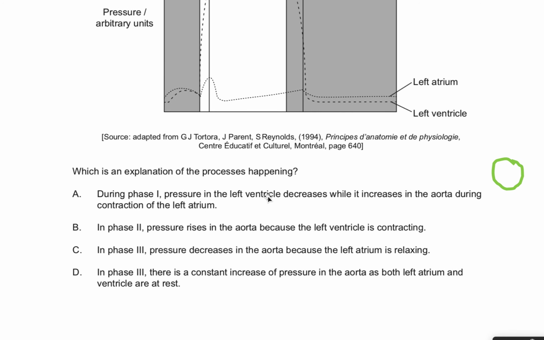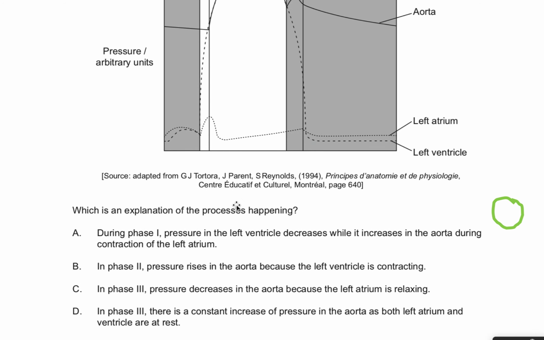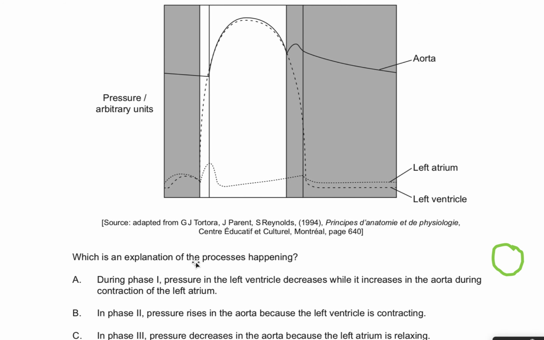Pressure in the left ventricle decreases, while it increases in the aorta during contraction of the left atrium. So they're saying during this phase, the left ventricle pressure decreases. Let's see, where's the left ventricle? Let's follow this line. Here it is. We can see the pressure in the left ventricle kind of increases, to be honest. It doesn't really decrease.